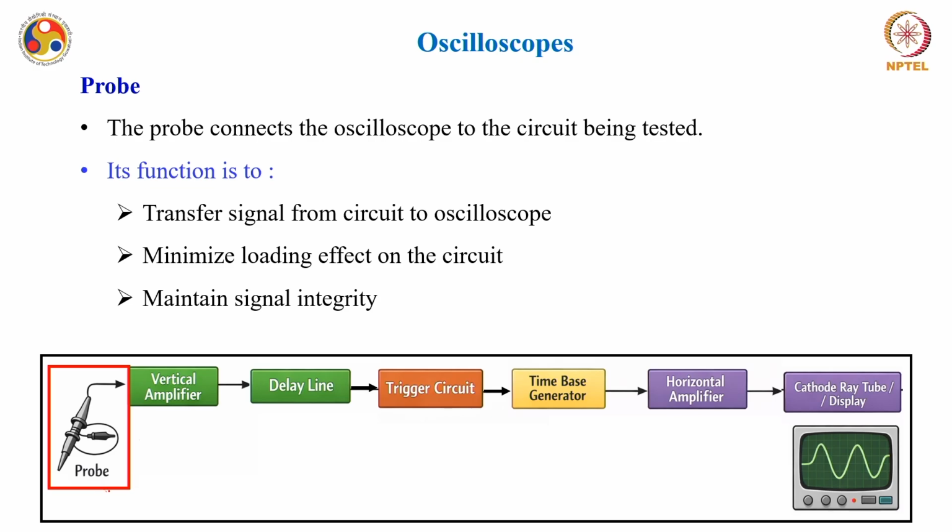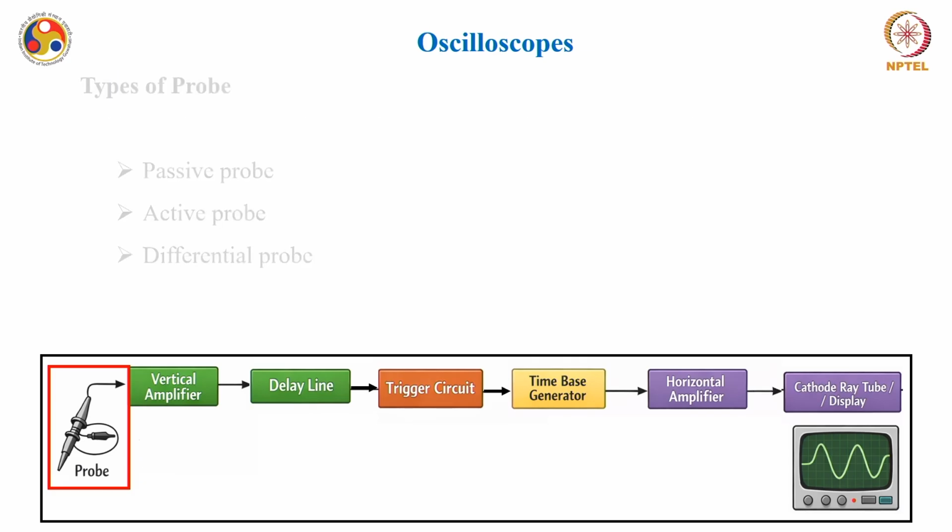This is the probe that is connected at the forefront of this oscilloscope, and the probe connects the oscilloscope to the circuit which is under test. So, its function is to transfer the signal from the circuit to the oscilloscope. It also helps minimize the loading effect on the circuit, and maintains the signal integrity. There are different types of probes depending on the oscilloscopes as well. We have passive probes, active probes and differential probes.